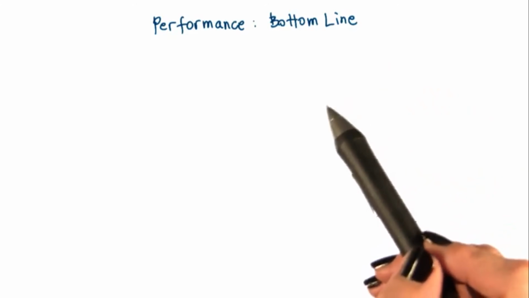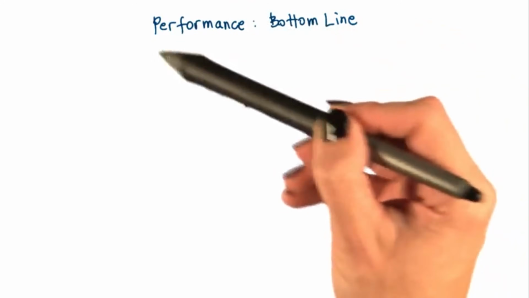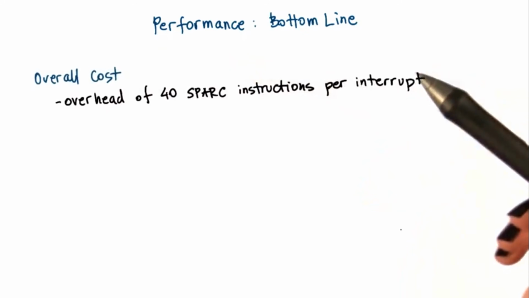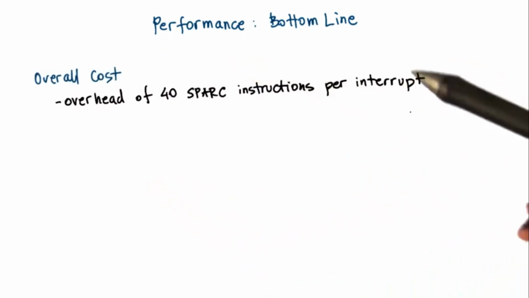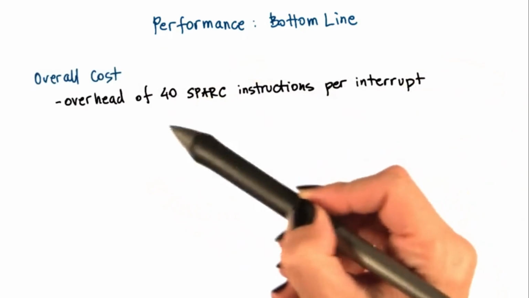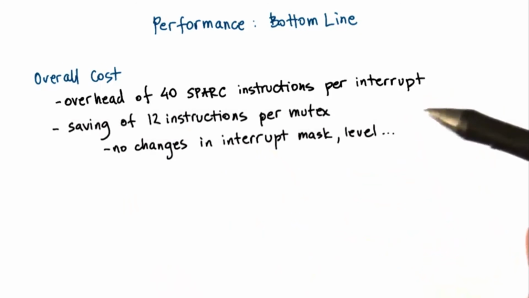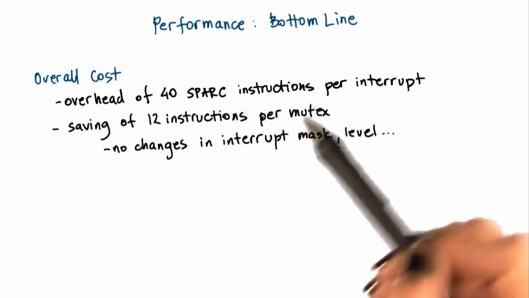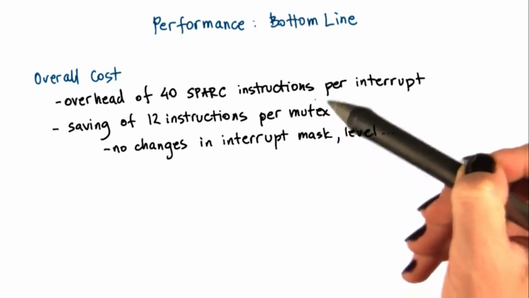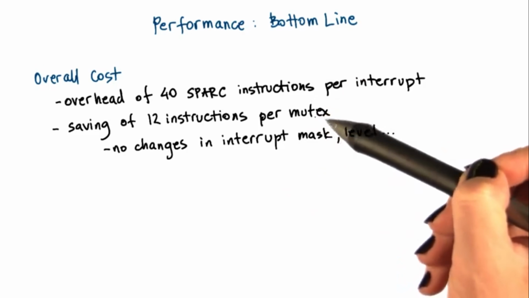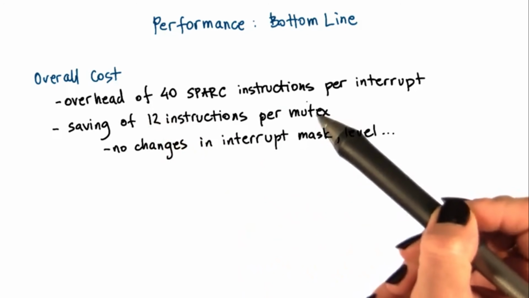Now, the reason that this paper described this exercise of creating threads to handle interrupts was really motivated by performance. The operations that are necessary to perform the appropriate checks and, if necessary, create a thread to handle an interrupt add about 40 instructions to each interrupt handling operation. However, as a result of that, it is not necessary to repeatedly change the interrupt mask whenever a mutex is locked and then switch it back again whenever the mutex is unlocked. This saves about 12 instructions for every mutex operation.